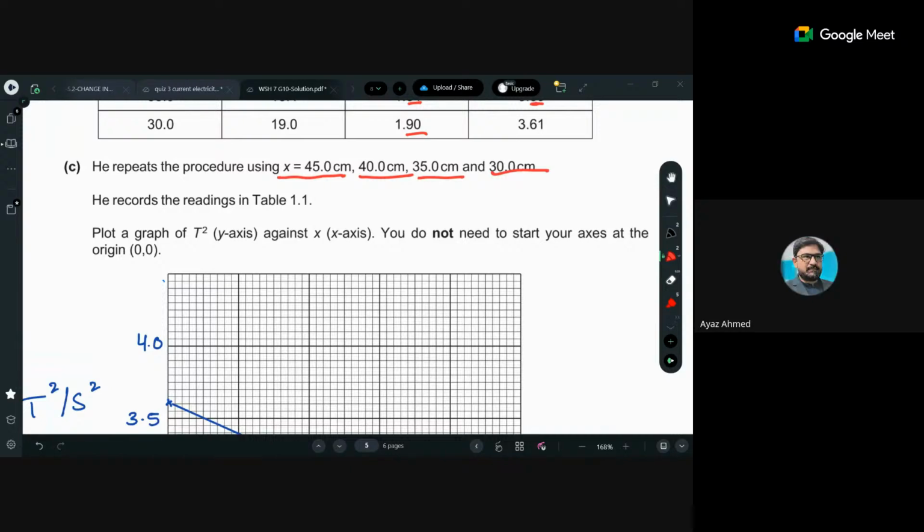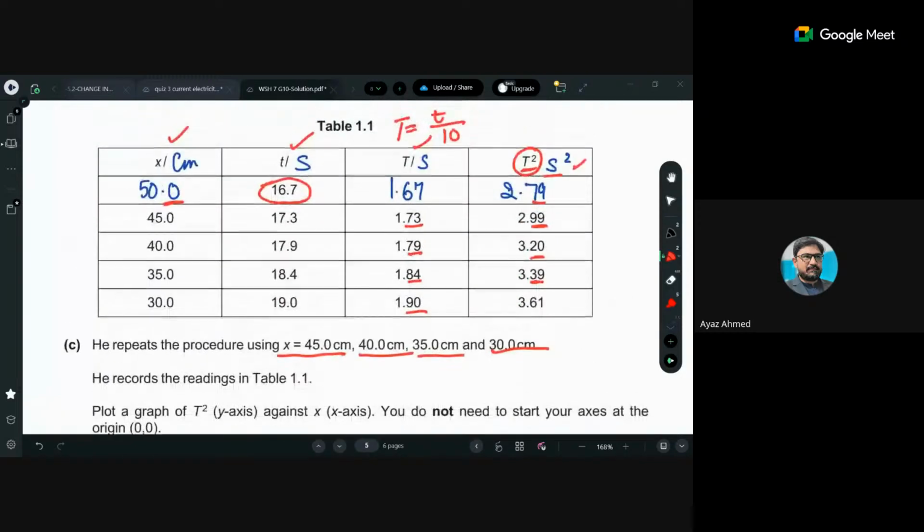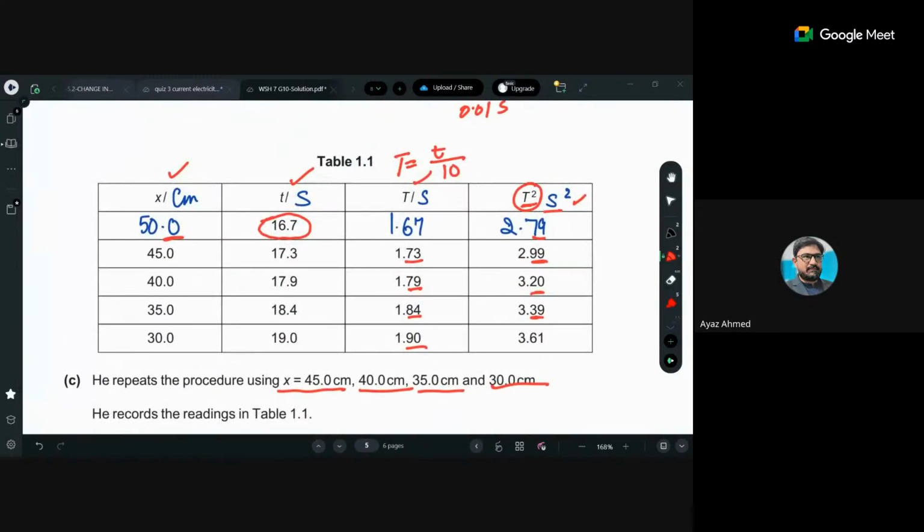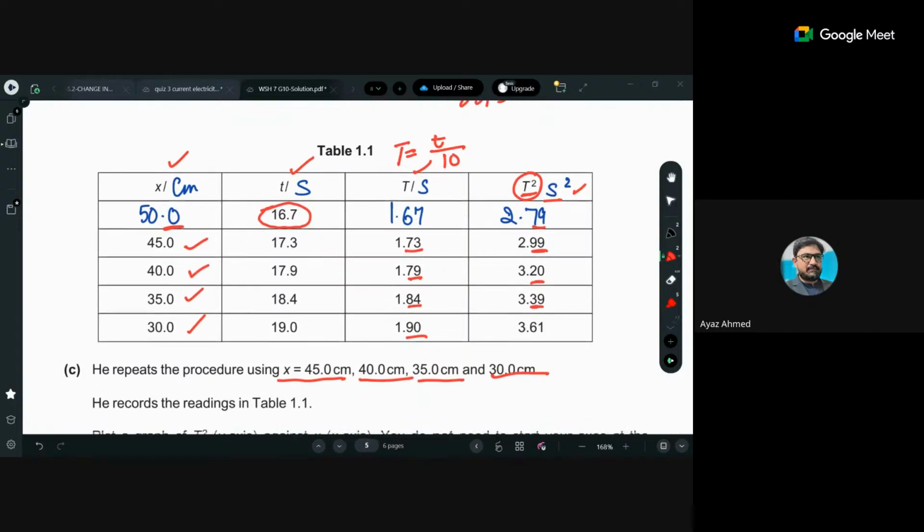So you have to record it and fix it in the table. Some values are given as a hint: 45 centimeter, 40 centimeter, 35 centimeter, and 30. So it would be written 30.0, 35.0, 40.0, and 45.0. Rest everything is given to you, so no problem at all.